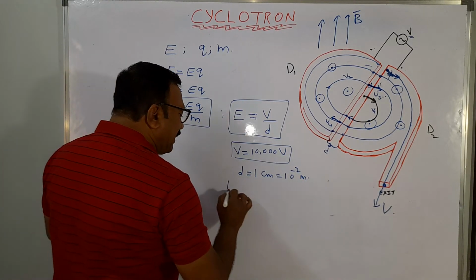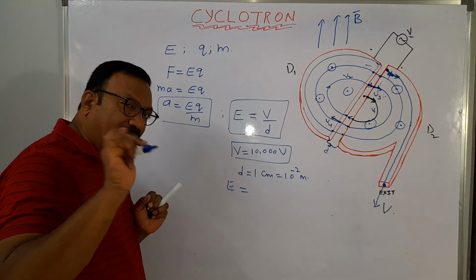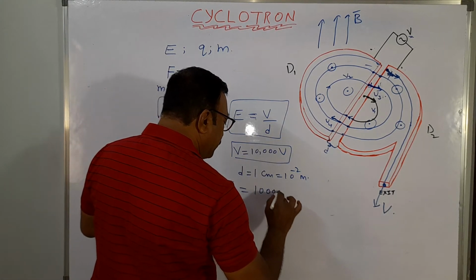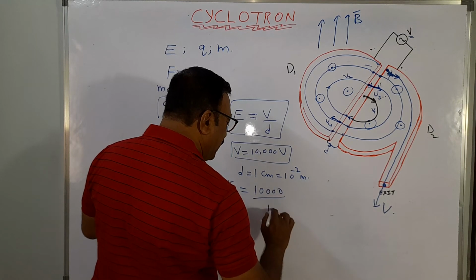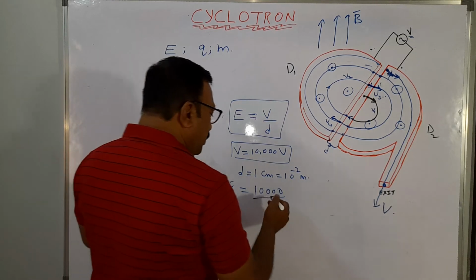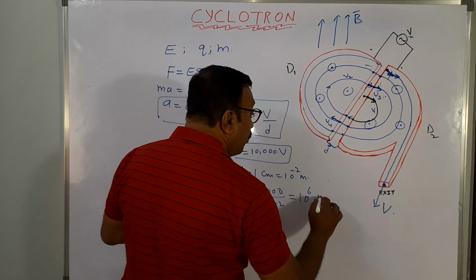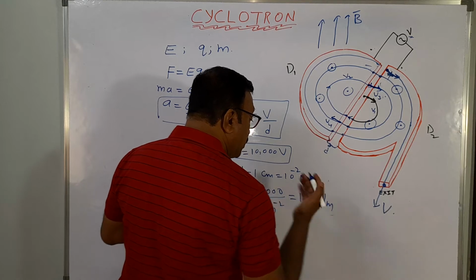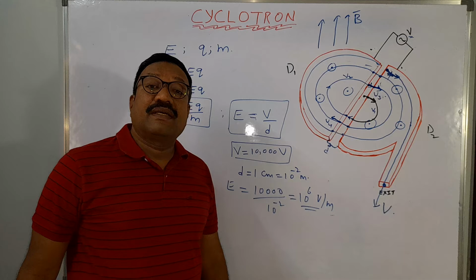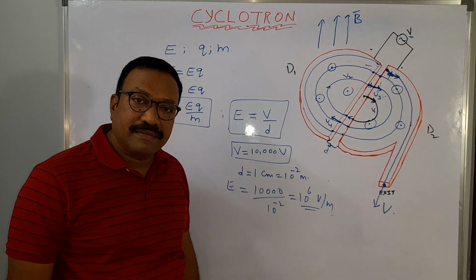Now what will be the electric field between the Ds now? That is nothing but 10,000 divided by 10 to the power of minus 2, which is V by d. So this is nothing but 10 to the power of 6 volts per meter. Such a strong, 1 million volt per meter electric field is existing. See, such a strong field is existing between the plates.